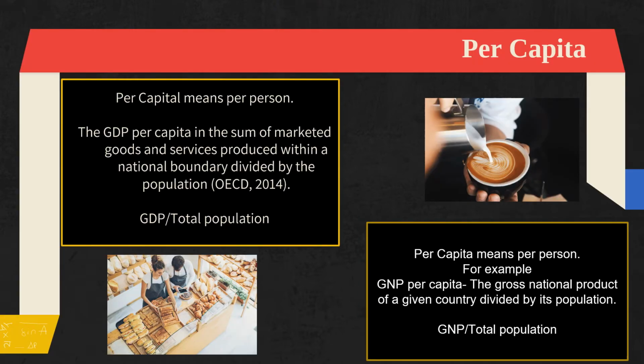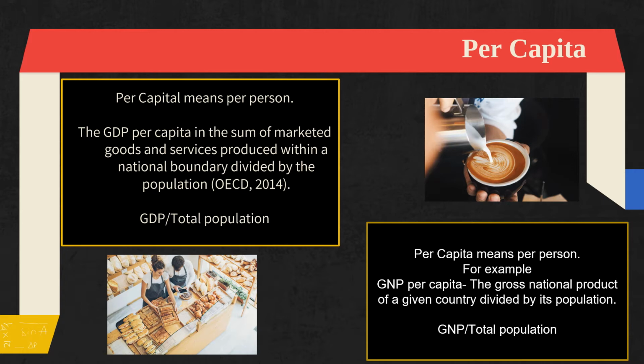Per capita means per person. There are two per capita indicators of economic development. Those are GNP per capita and GDP per capita. GDP per capita is the value of goods and services in a given country divided by the population. Richer or more developed countries have a higher GDP per capita than developing countries. The GDP per capita is used to compare the sizes of economies across countries.